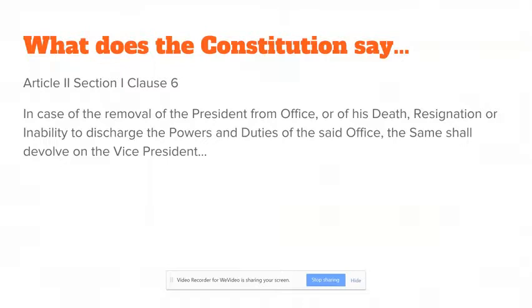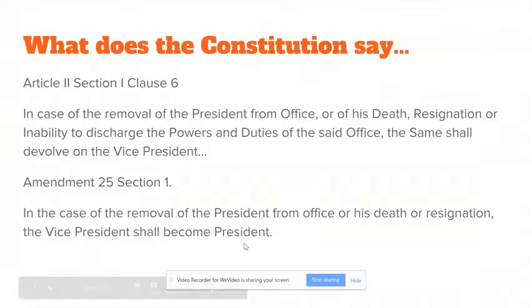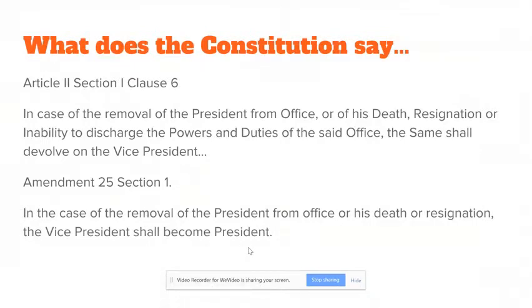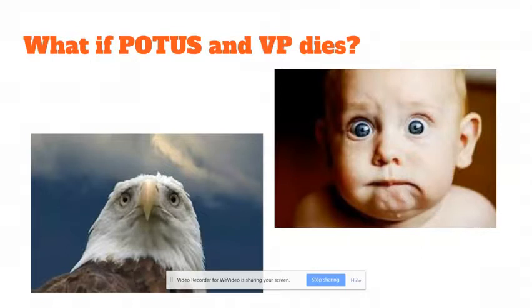That little problem was actually settled after Kennedy's assassination. In 1967, the 25th Amendment was added to the Constitution, and that says that in the case of removal of the president from office or his death or resignation, the vice president shall become president. There, problem solved. But wait, not really. What if there's a major tragedy and several American leaders died? The Constitution doesn't say what would happen next.